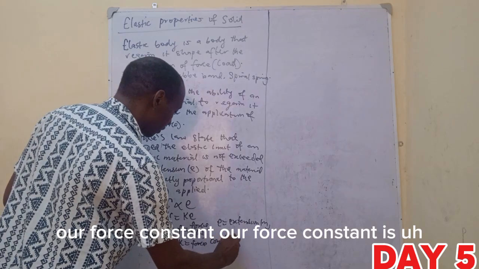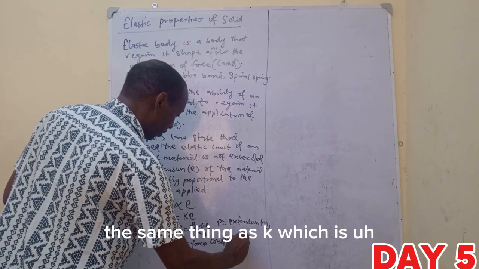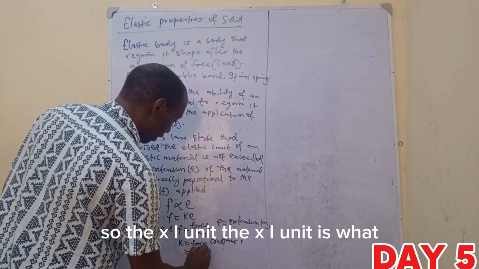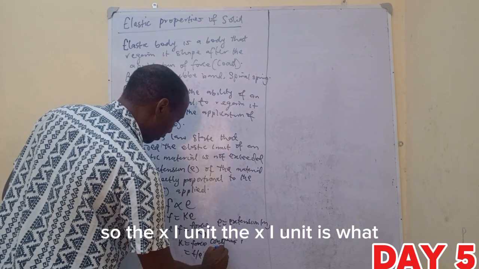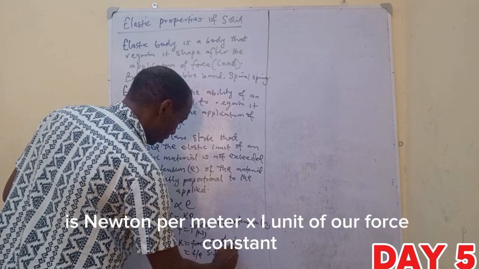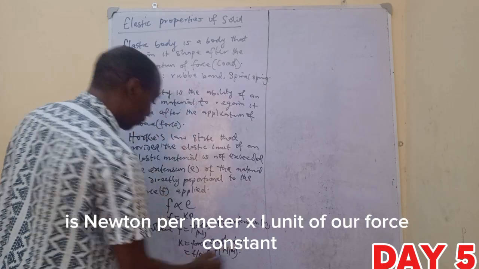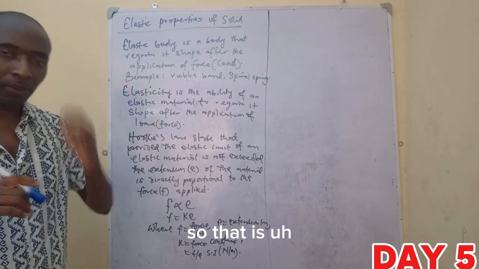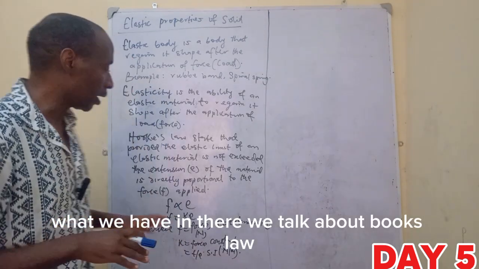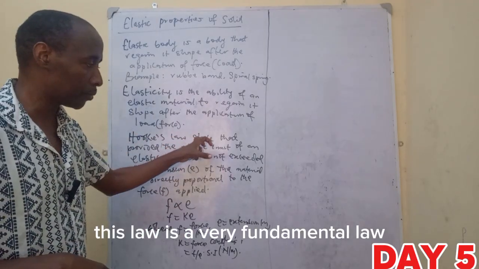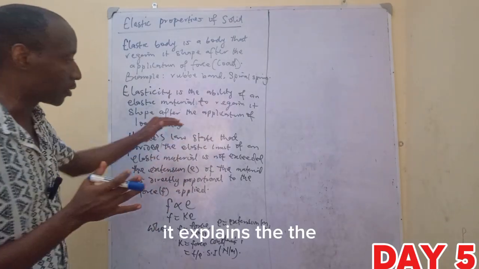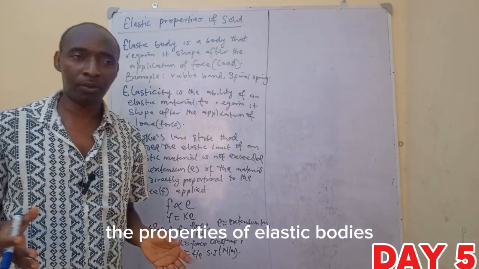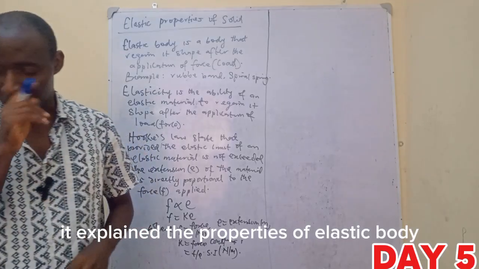Our force constant K is equal to F all over E. So the SI unit is what? It is Newton per meter, the SI unit of our force constant. That is what we have in Hooke's law. This law is a very fundamental law. It explains the properties of elastic bodies.